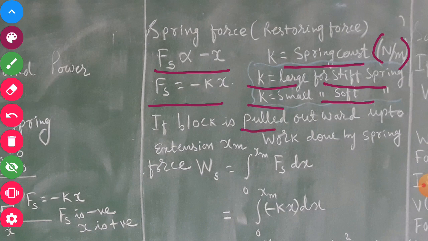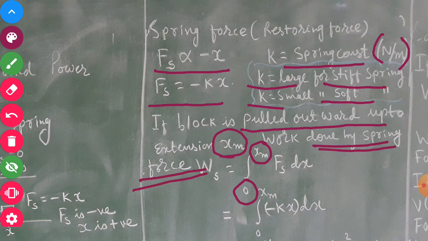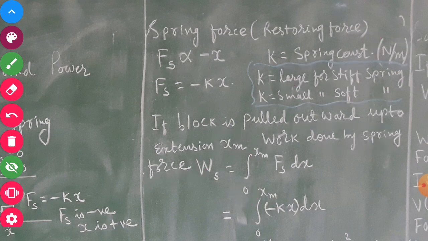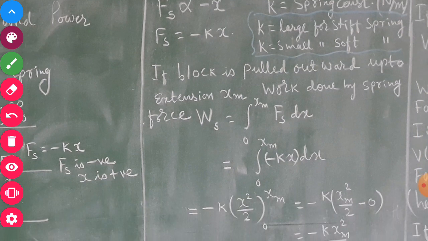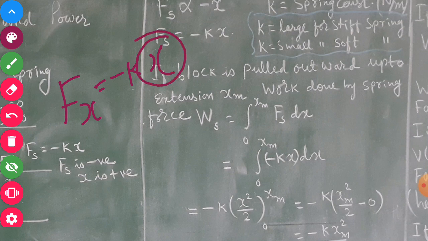Now if you pull the block in the outward direction up to certain extension xm, from x is equal to 0 to x is equal to xm you are taking. Okay, so initial position is 0, final position is xm. Then the work done by this spring force, that is Ws, can be calculated as it is a variable force. Try to understand, as x changes, the value of spring force changes. What is Fx? Fx is equal to minus kx. As x changes, this spring force changes. That is why this is work done by the variable force or a spring force, we can say.